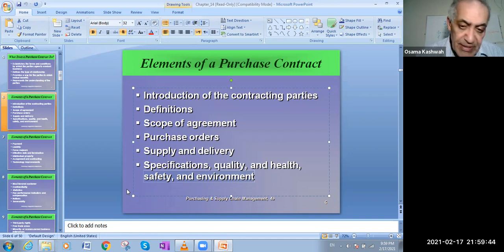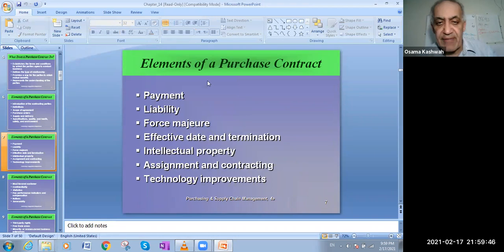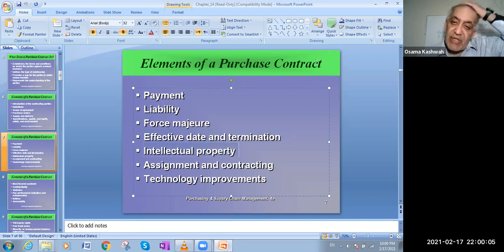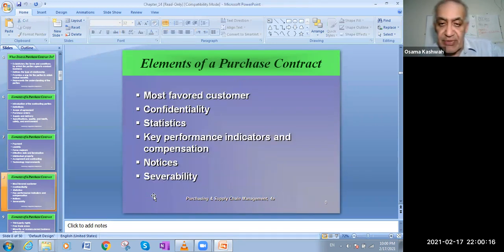In page 7, elements of the purchasing contract: the payment, the liability, the force majeure, the effective date and termination, when to terminate and what the effective date is. The intellectual property is also very important. Assignment and subcontracting and technology improvement will be included as well. So those are very important points for the purchase contract.